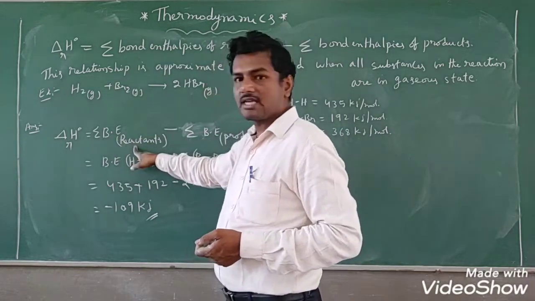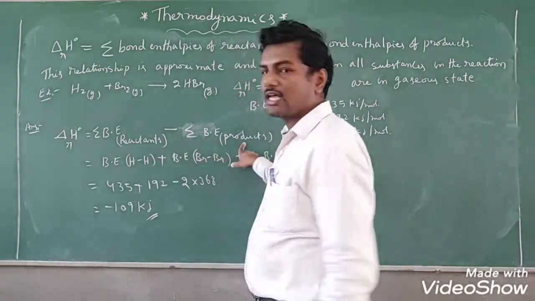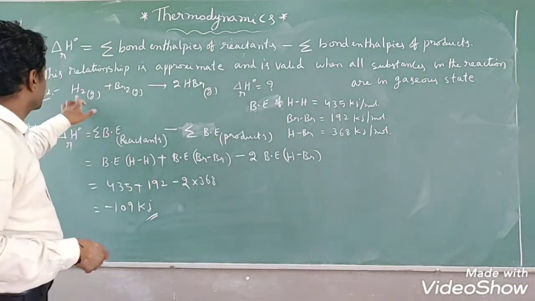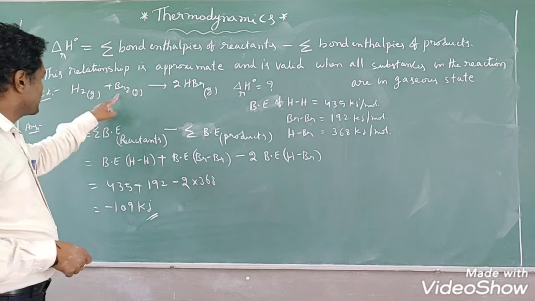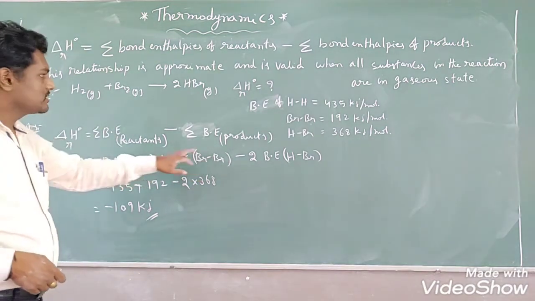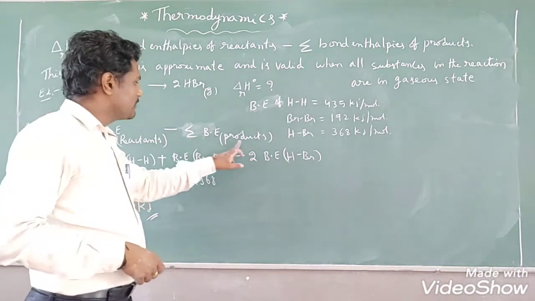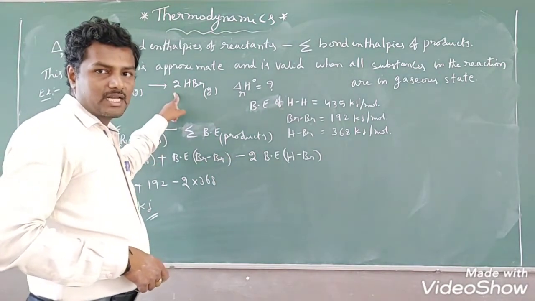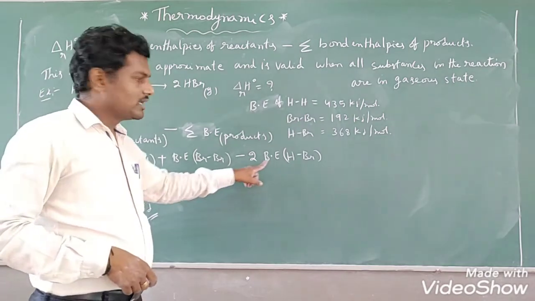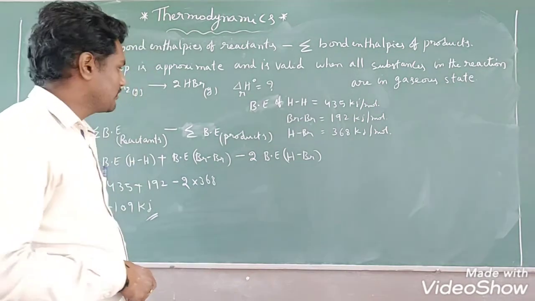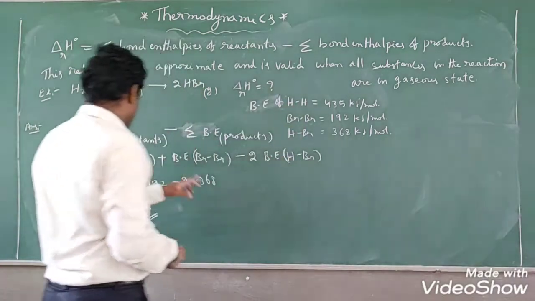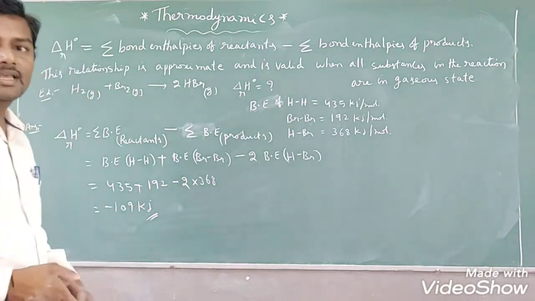The enthalpy of the reaction is the summation of bond enthalpies of reactants minus the summation of bond enthalpies of products. What are the bond enthalpies of reactants in the reaction? H-H plus Br-Br, right? Minus the summation of bond enthalpies of products. The product is HBr. How many moles are there? 2 moles, so you take 2 times the bond enthalpy of HBr, students. Now substitute the values already given in the numerical, and you will get the answer.